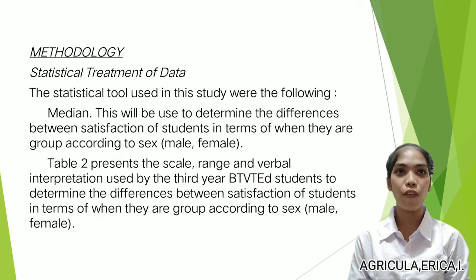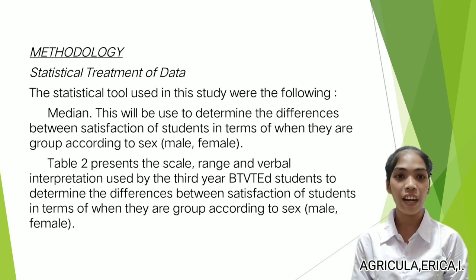Statistical treatment of data. The statistics used in this study were the following. Median: this will be used to determine the differences between the satisfaction of students when they are grouped according to sex, male or female. Table 2 presents the scale, range, and verbal interpretation used by the third-year BTVTED students to determine the differences between satisfaction of students when they are grouped according to sex, male or female.